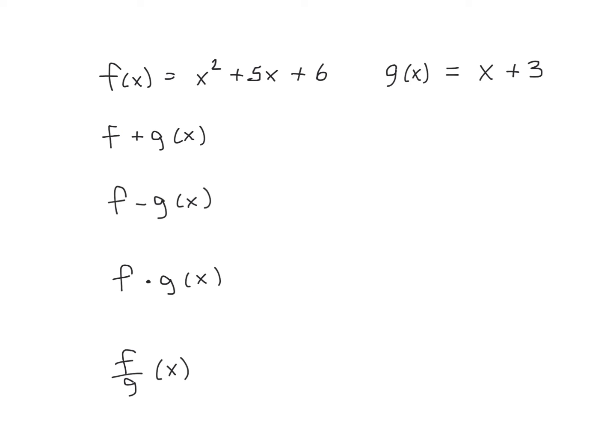Here's another example. Now we've got a quadratic, and then we have a linear. So first of all, again, we're going to add these. So I'm taking f of x plus g of x. Combine like terms, I'd have x squared plus 6x plus 9.